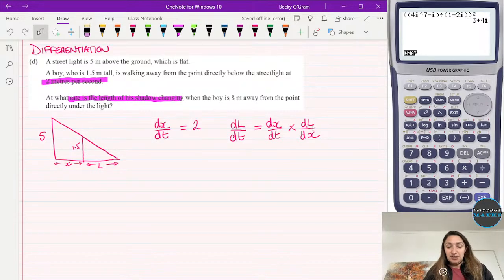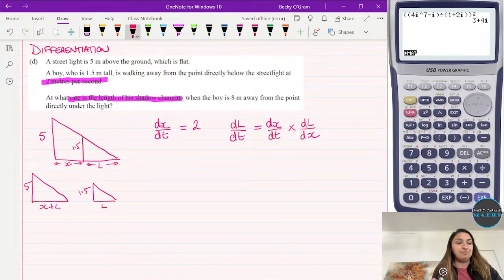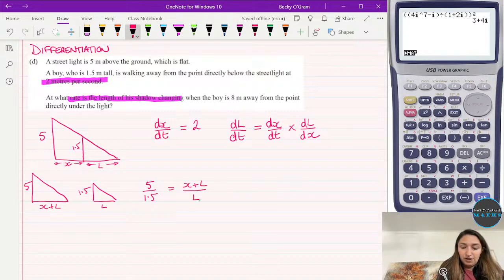Now we need something that links the L and the x together so we can work out dL by dx. For that, we think about this as two similar triangles. The bigger one has sides x plus L and 5, and the smaller one has sides 1.5 and L. With similar triangles, the ratios between the sides will be the same, so that helps us link together x and L. 5 over 1.5 is the same as x plus L over L. So the ratios between the sides maintain that same proportional relationship.